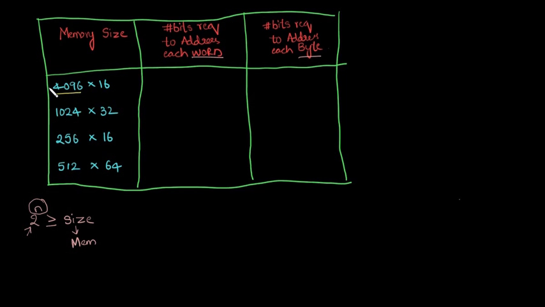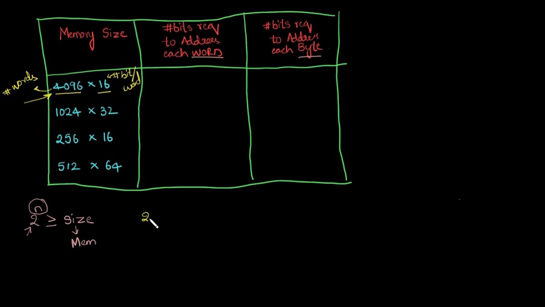For example, let us consider this value. Here, this value means the number of words in that memory. And this value means the number of bits per word, from which we can find the number of bytes as well. 16 bits means 2 bytes. So this value is the number of bits per each word. Now let us find the number of bits required to address these many words.